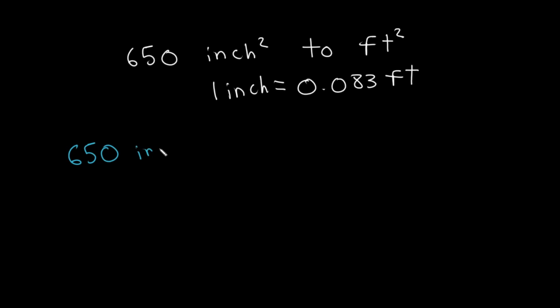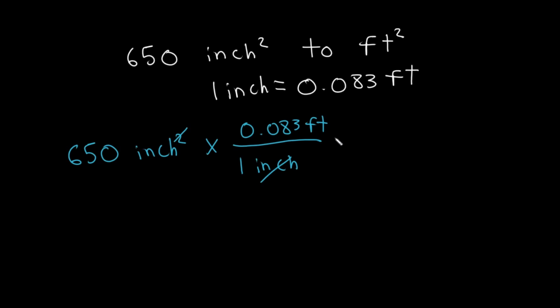So 650 square inches is what we start with, and we multiply that by a conversion factor. So we multiply it by this conversion factor. 1 inch on the bottom is equivalent to 0.083 feet, and the inch will cancel with one of the inches here. It doesn't cancel with both because this inch is being squared.